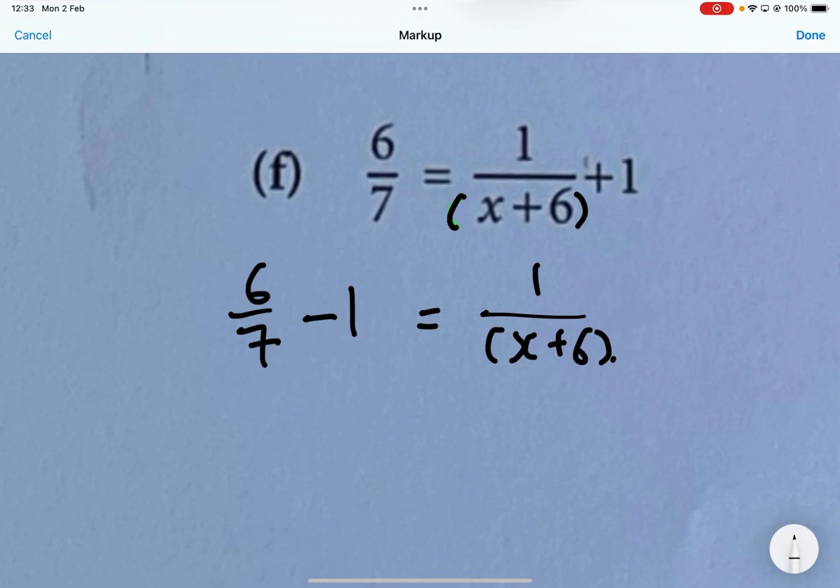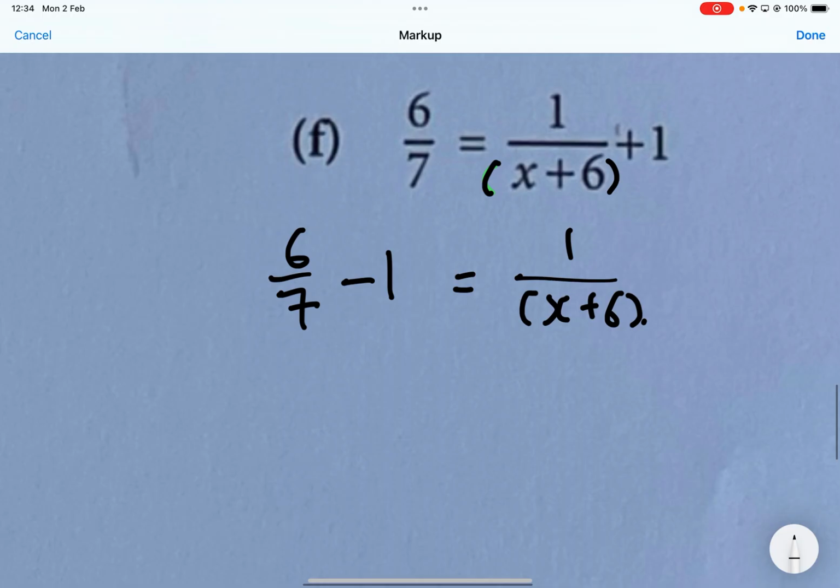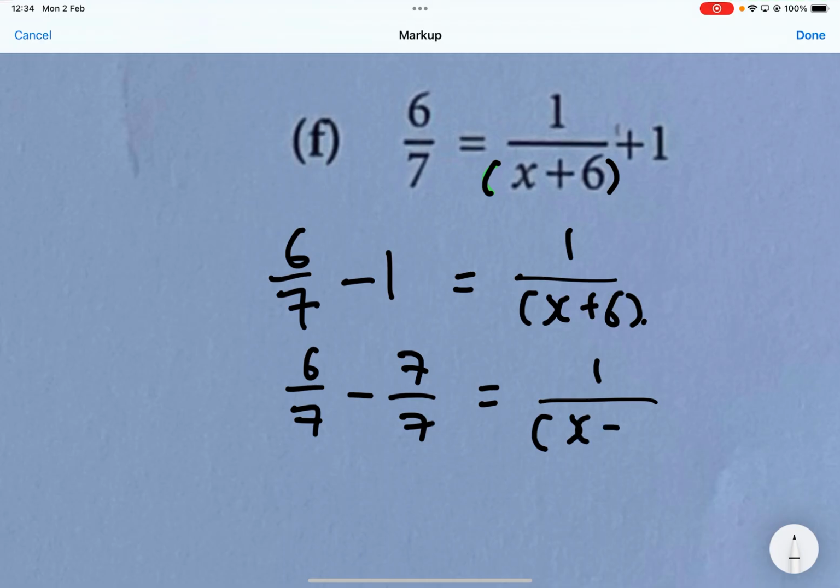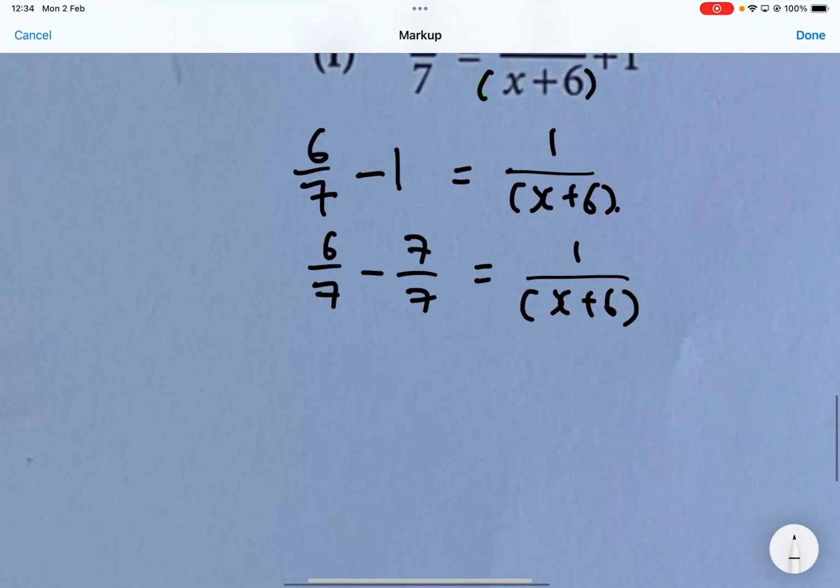I can have my x, which is inside the bracket, still being isolated. Then this is just 2 numbers. I can key this inside the calculator or I can do the subtraction of numbers myself. 6 over 7 minus 7 over 7. Then I will have negative 1 over 7.